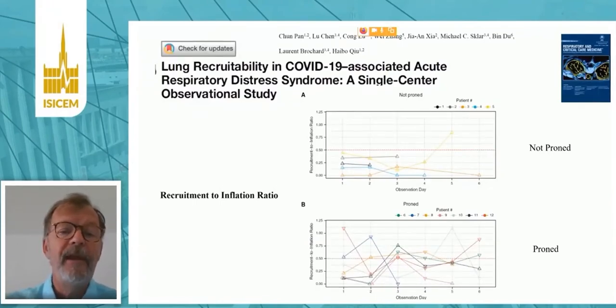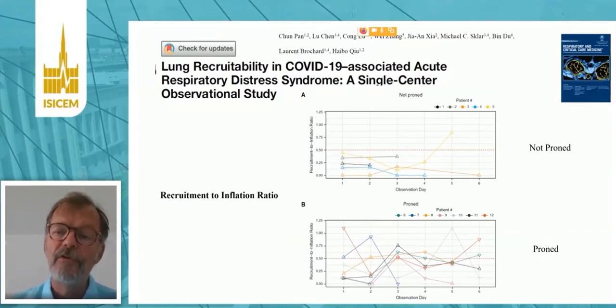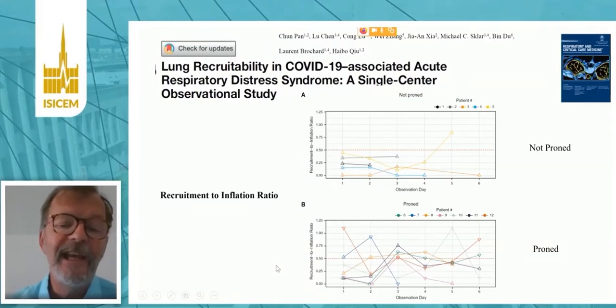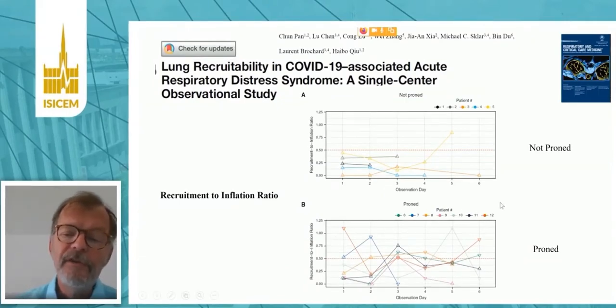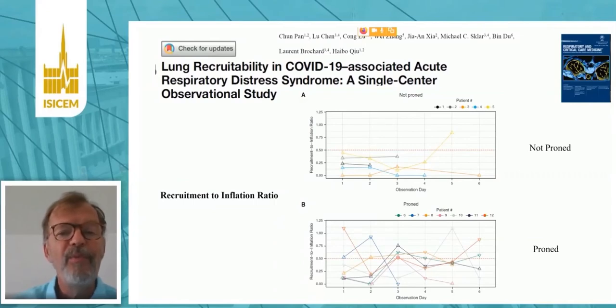Here you have an example of the values of the recruitment to inflation ratio. On the top are patients who were not submitted to prone position, on the bottom patients who were submitted to the prone position. We define a recruitment to inflation ratio higher than 0.5 as indicating recruitment. And it was interesting to see that many patients who went into the prone position were initially non-recruiters, but became recruitable after the prone position. It may be an additional benefit of prone position.